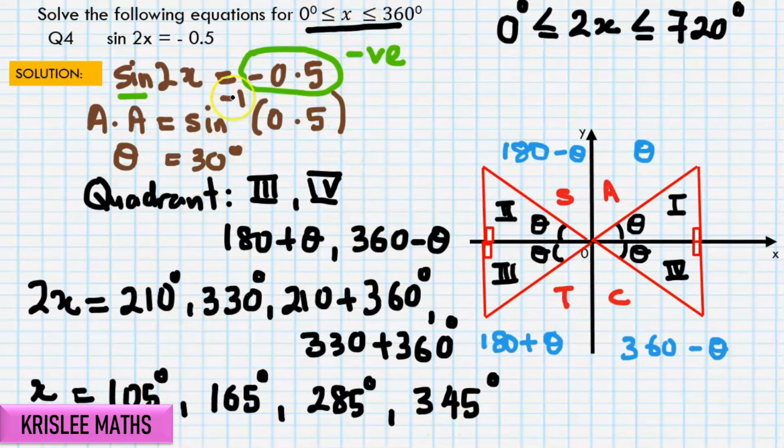So you have to check the range. Now the x values, make sure they lie between 0 and 360 degrees. So here the angles fulfill the condition. Therefore, all these four answers are accepted as the solution.